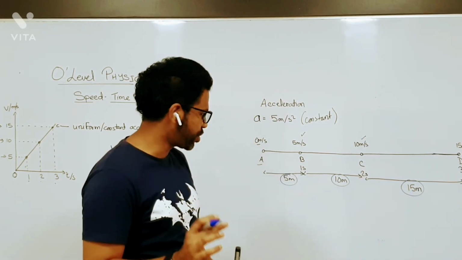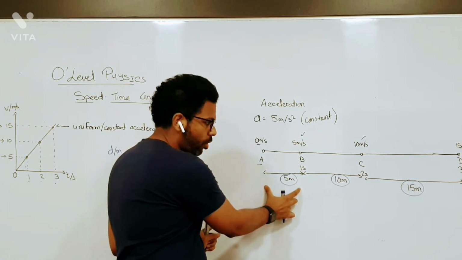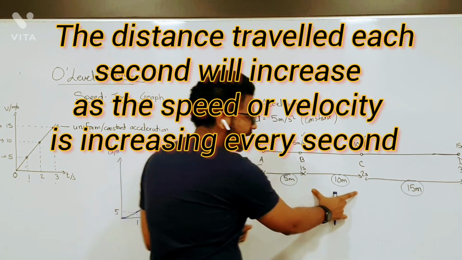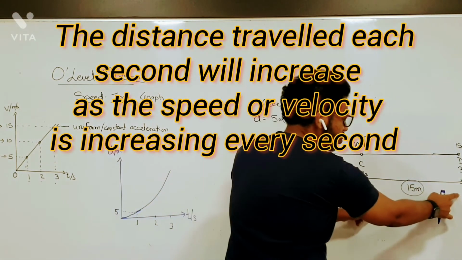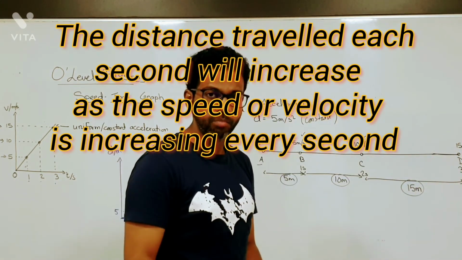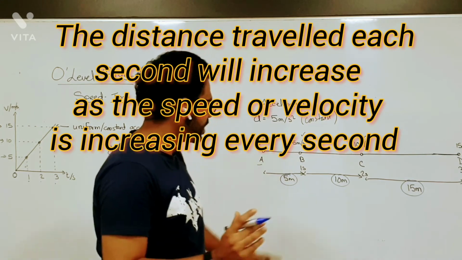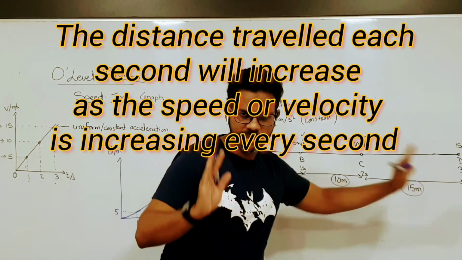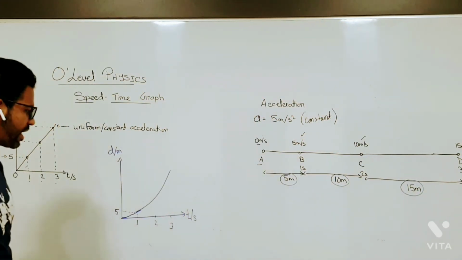But one thing is for sure. This distance will be smaller compared to this one, and this one will be smaller compared to this one because the velocity is increasing. The object obviously will cover more distance in every 1 second. So let us just assume these are the correct distances. Just assume it and then draw the graph.